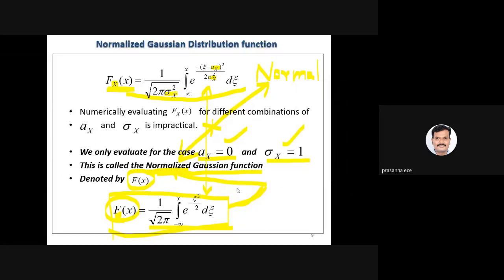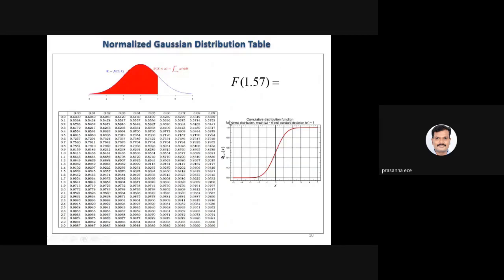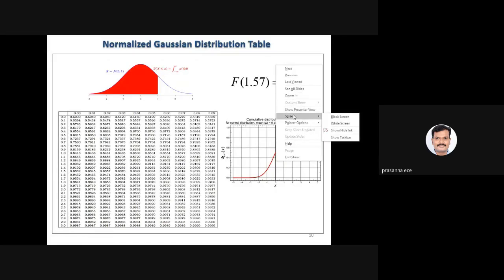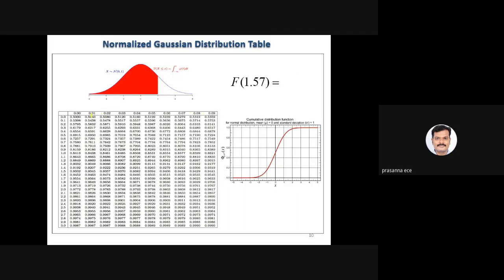Now we'll see how the values are given in tabular form. This is called the normalized Gaussian distribution table. This is a standard table available at the back of your textbook, and you can also download it from the internet. It is a very standard table which is used in a lot of industries, and a lot of applications use this table.